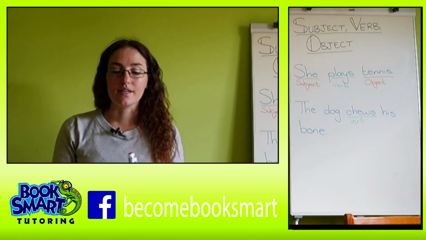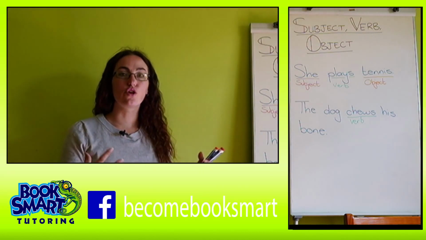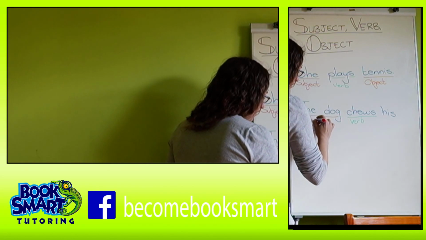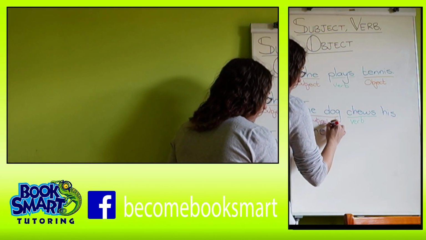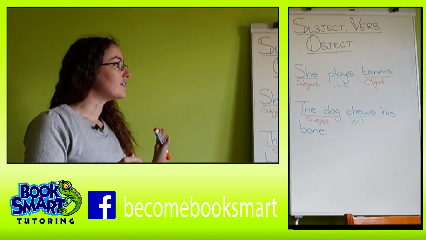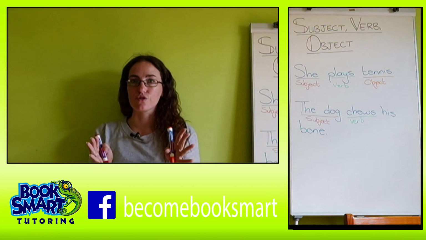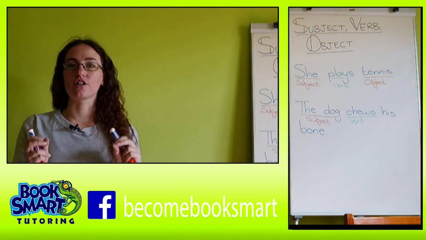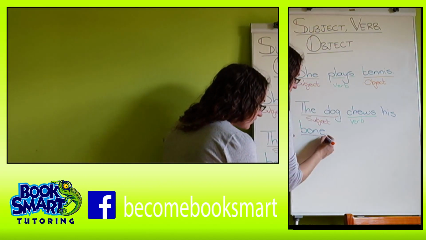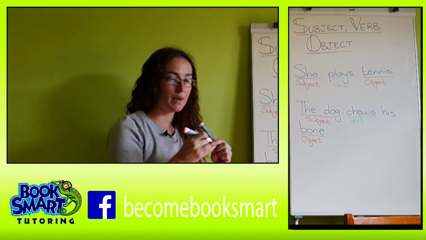Once you have your verb, it is easy to look at your sentence and go, okay, what is doing the action? What is chewing? Okay, then we know that that's the dog. The dog is our subject. It is the one that is chewing the bone. Next, we can look at our verb again and say, okay, our verb was chews. What is having the action done to it? What is our object? What is being chewed? Okay, and it is his bone. So his bone is the object because it is the thing that is being chewed.